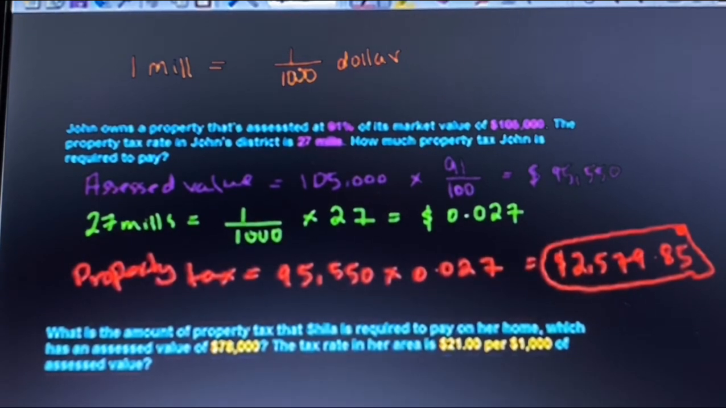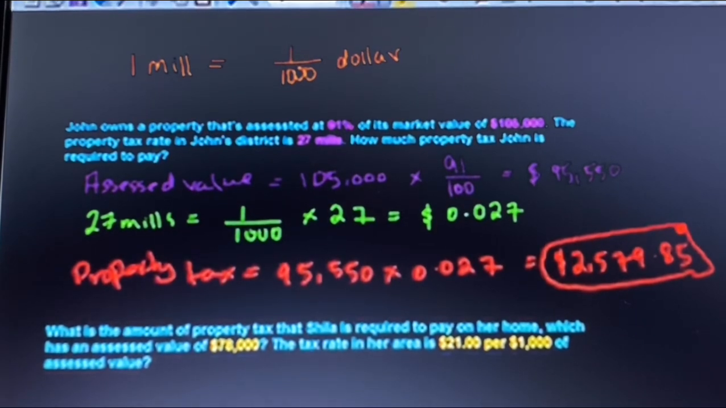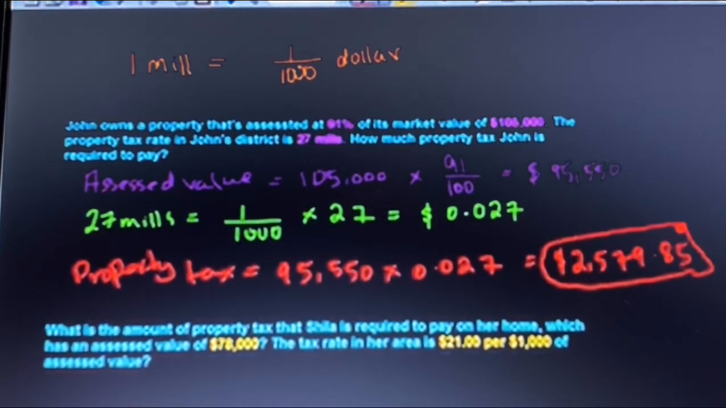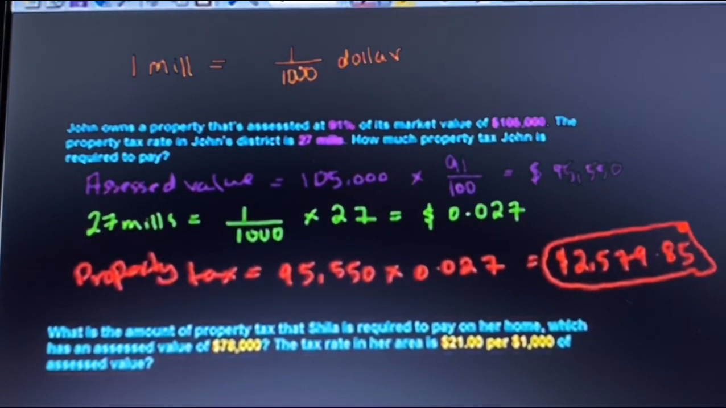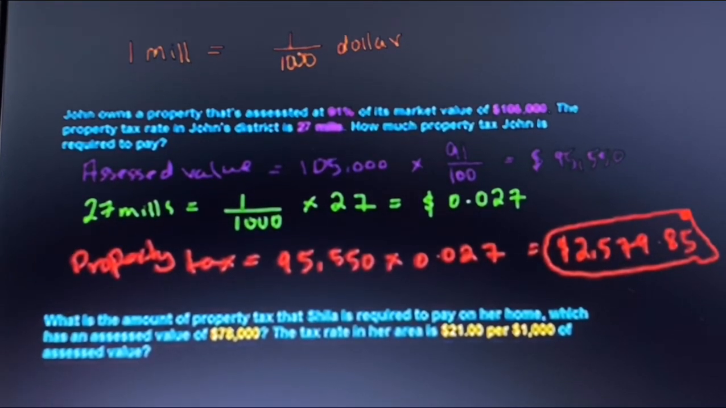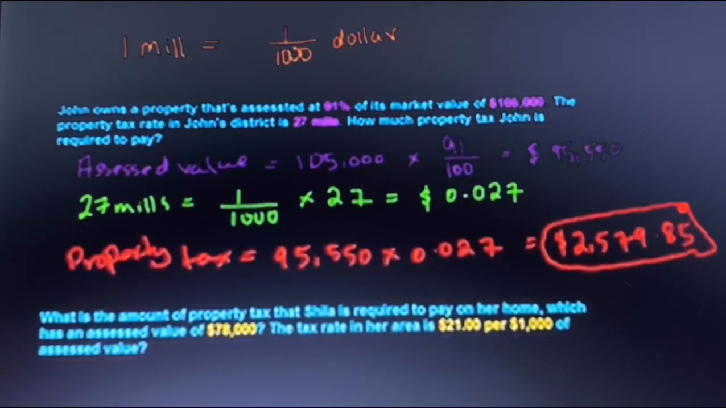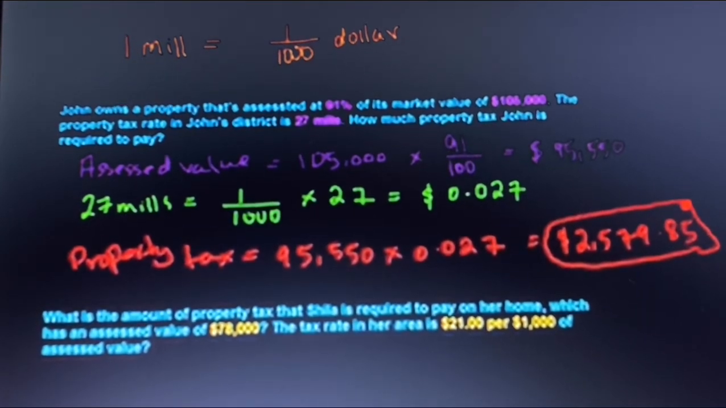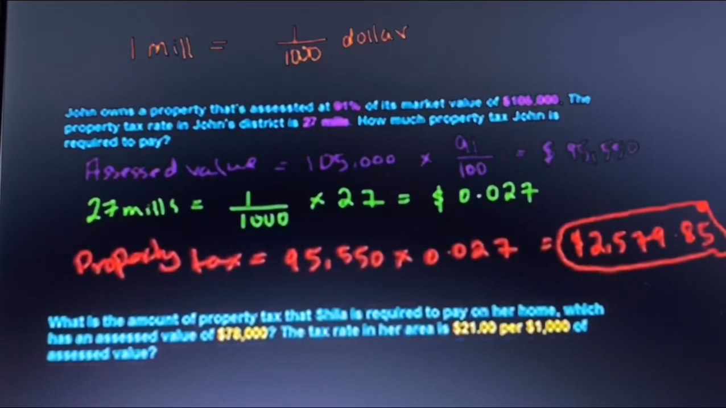The second question. What is the amount of property tax that Sheila is required to pay on her home, which has an assessed value of $78,000? Another piece of information says that the tax rate in her area is $21 per $1,000 of the assessed value. Okay, so the nature of the givens is slightly different than in the first question, but still we can figure our way out.